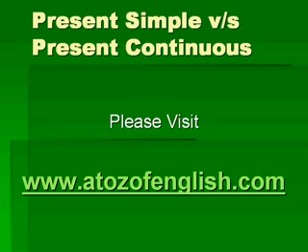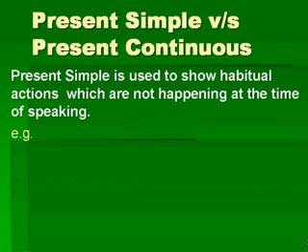Now we'll begin with the present simple tense. Present simple tense is used to show habitual actions which are not happening at the time of speaking. So whenever you want to show your habit, what you like, what you do, whatever your habit is, whenever you want to express your habits, you should be using present simple tense for that.